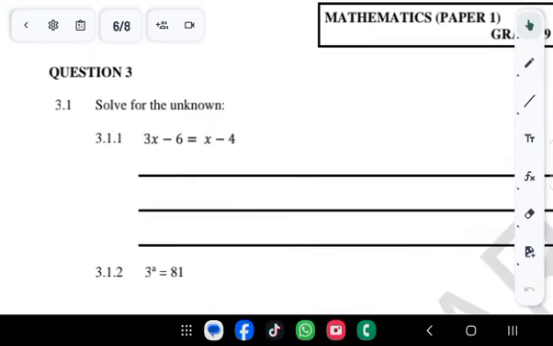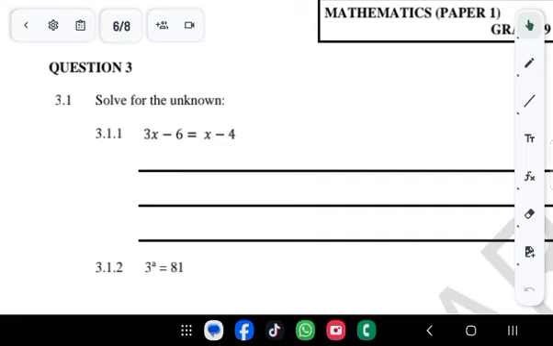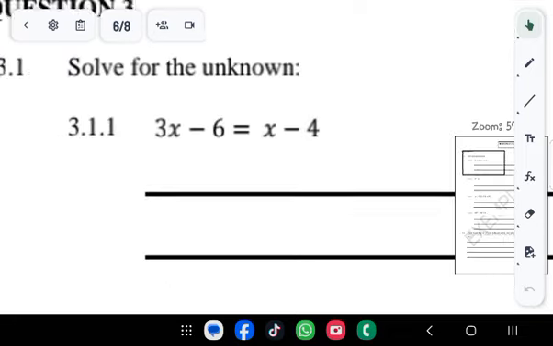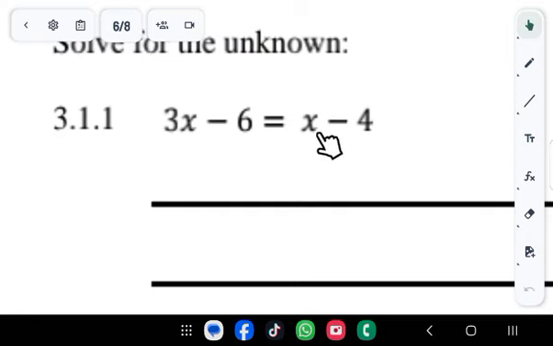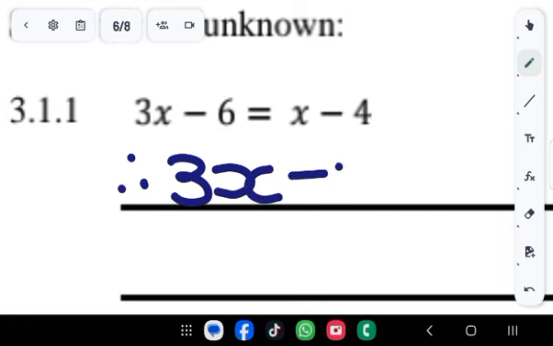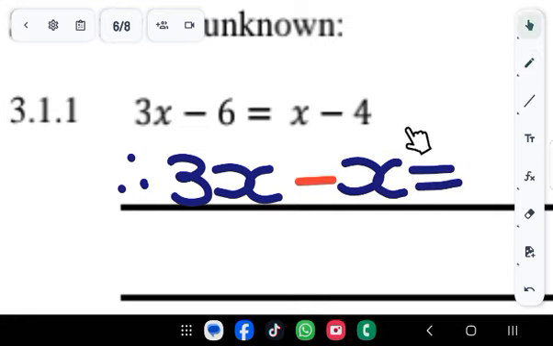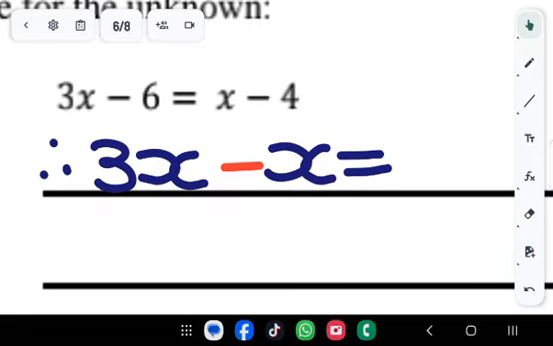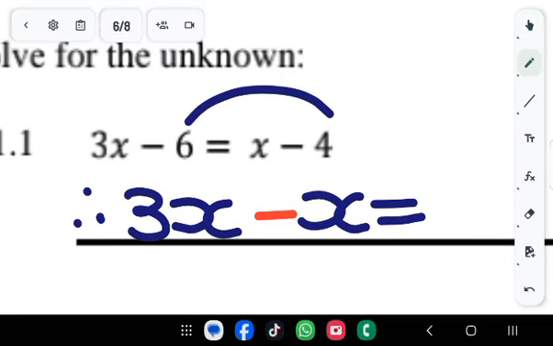Next, question 3 says solve for the unknown. Now we're supposed to solve for x. How do we do it? What we do here is we take everything that is x to the left hand side. But remember, when you take anything from one side to the other side, it must change sign. If it was positive on the one side, it becomes negative on the other side, and if it was negative, it becomes positive. And then we take the 6 to the right hand side.